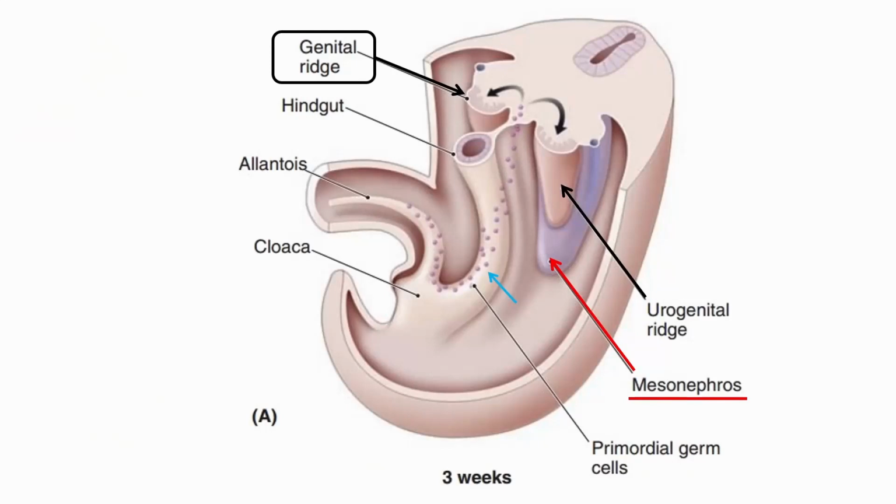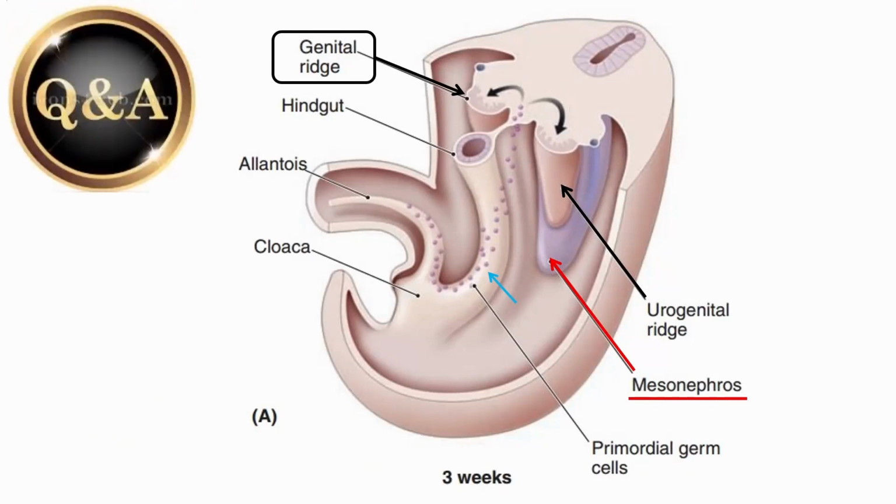Here is another image, and it tells a lot of facts. So let's ask ourselves a few questions. Now, we will start by noticing the genital ridge. Okay? And there is a genital ridge on the right and a genital ridge on the left.